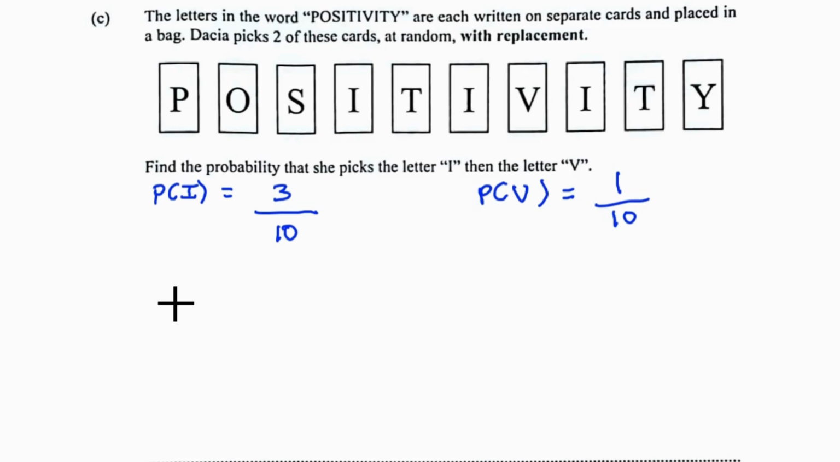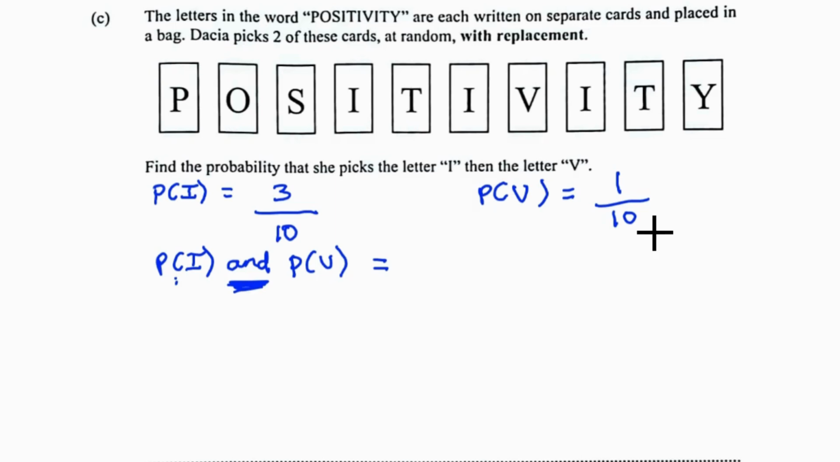But they didn't ask us for these two probabilities separately. They asked for the probability that she picks an I and then picks a V. These two events are completely independent, because the probability of picking a V does not depend at all on picking an I. She picked an I, you put back the letter, and then she picked another letter. Because these two events are independent, and you're trying to find the probability of one and the other, you multiply the probabilities of the two independent events.